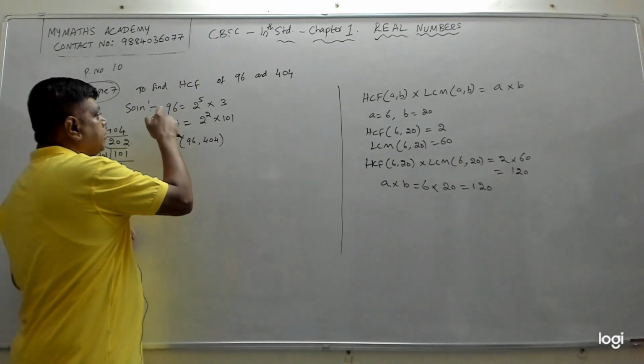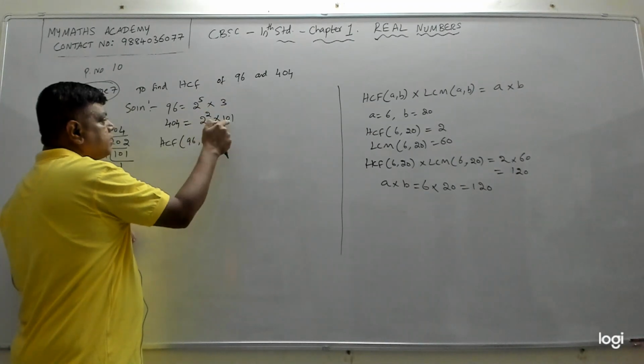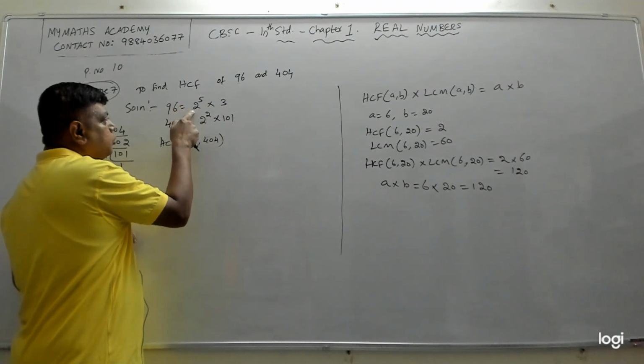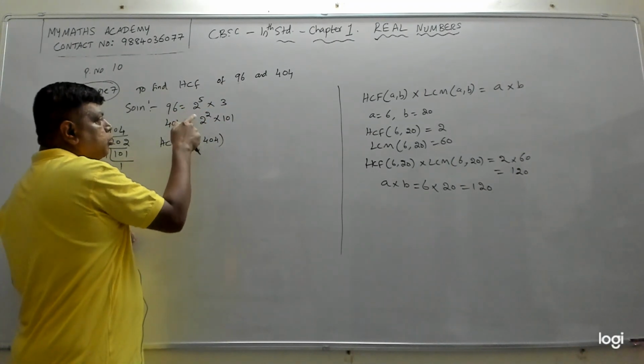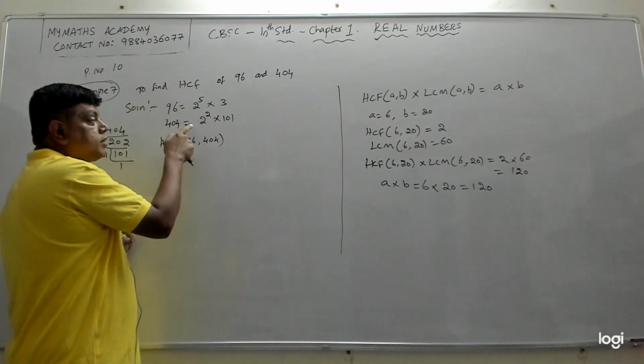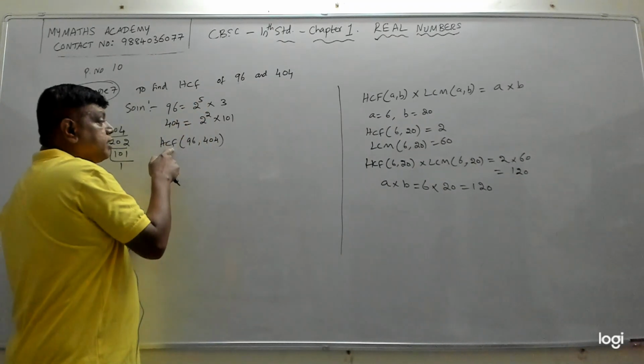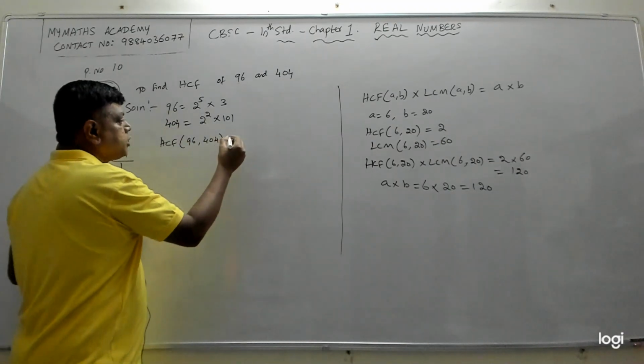Now, with these 96 and 404, we'll go to the prime factorization and check 2 power 5. Is 2 present here? Yes. Both have 2. Now, which has the lowest power? This is 2 power 5, this is 2 power 2. For the HCF, we should take the lowest power. So the lowest power is 2 power 2.